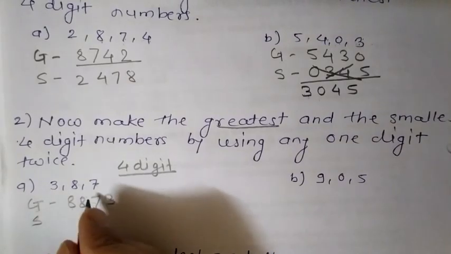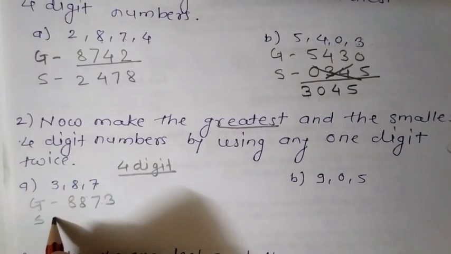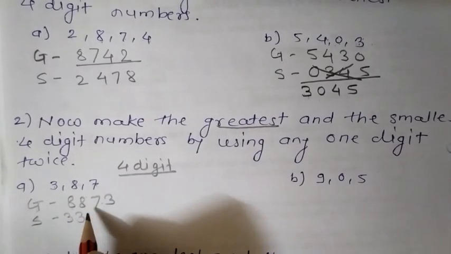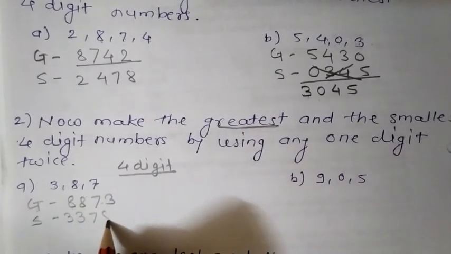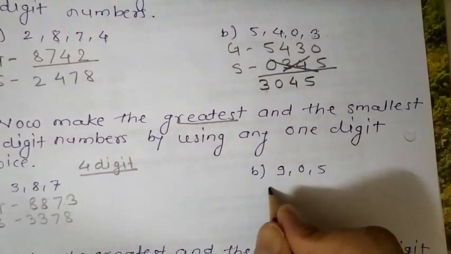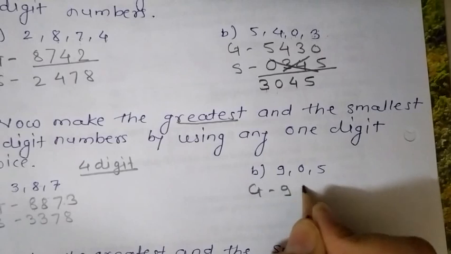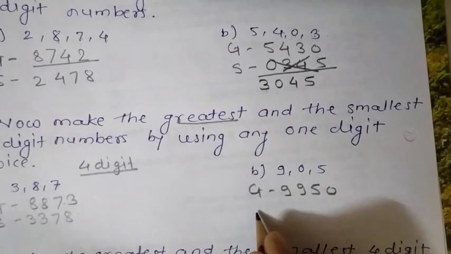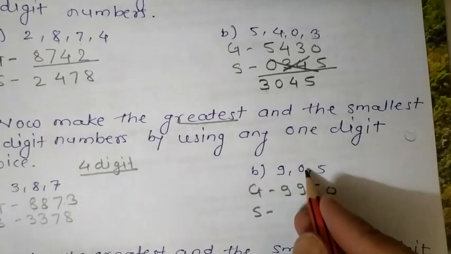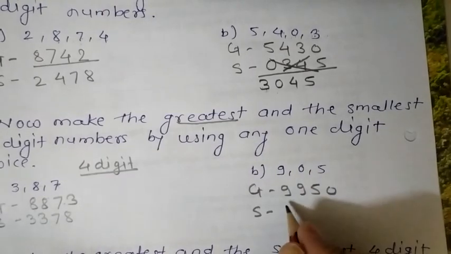Next, the smallest. For getting the smallest number, it is 3. I will repeat one more time. Then 7, then 8. This is the 4-digit smallest. Here 9 I will prefer 2 times, then 5, then 0. Then for the smallest you cannot start with 0. So the second smallest is 5.